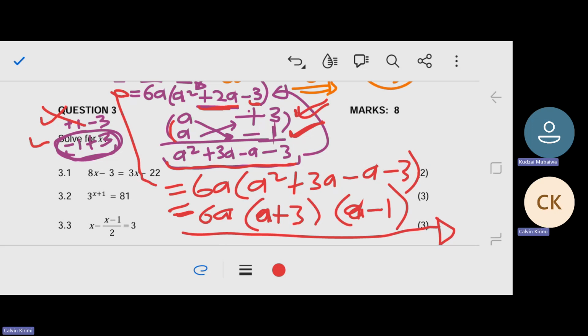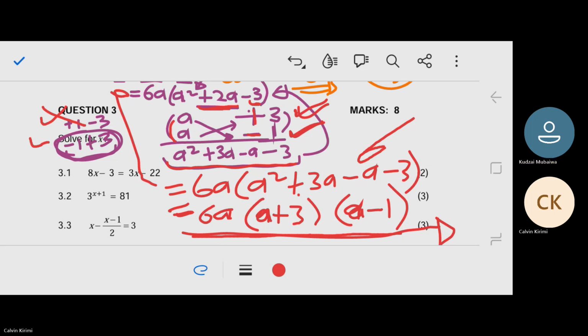Yes, sir. Plus 3, then minus 1. 6a stays where it is. Then we are just showing them that this equation can be written like that. It can be written like that, which means that the factors are that. They are done.